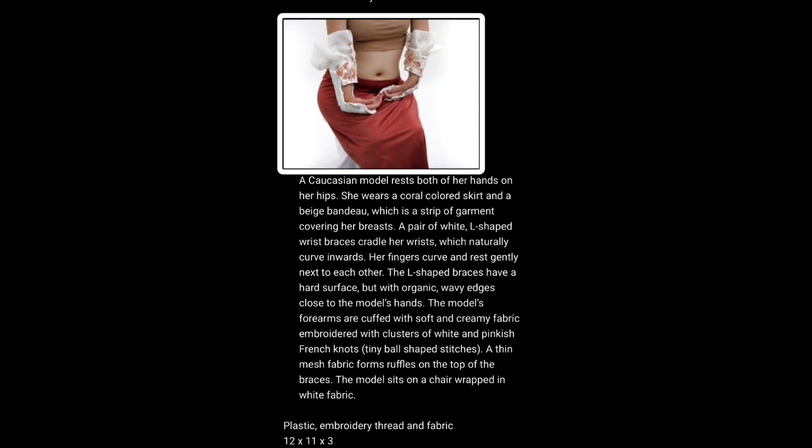A pair of white, L-shaped wrist braces cradle her wrists, which naturally curve inwards. Her fingers curve and rest gently next to each other. The L-shaped braces have a hard surface, but with organic, wavy edges close to the model's hands. The model's forearms are cuffed with soft and creamy fabric embroidered with clusters of white and pinkish French knots, tiny ball-shaped stitches. A thin mesh fabric forms ruffles on the top of the braces. The model sits on a chair wrapped in white fabric.